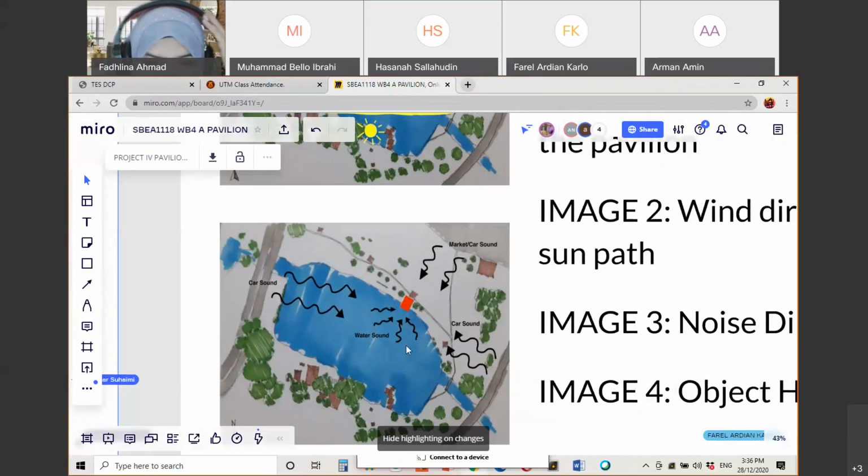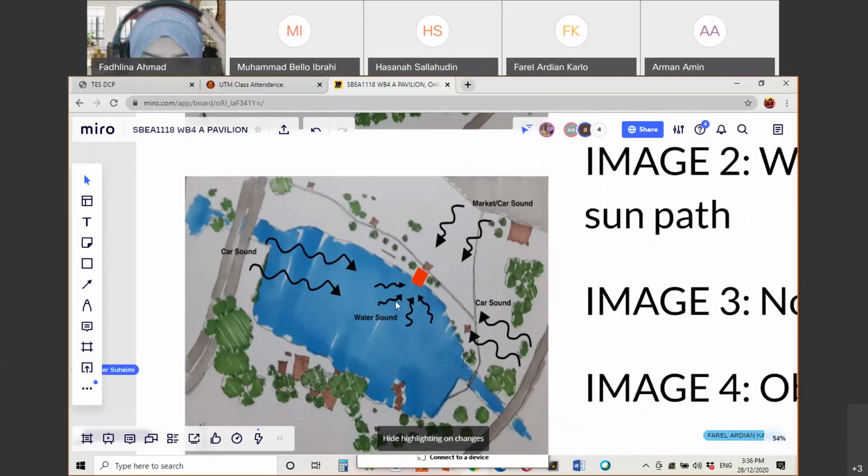Yes, and I'm trying to use the acoustic sound from the water to also evoke calmness in a way.